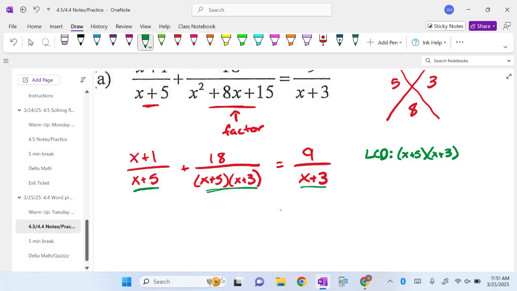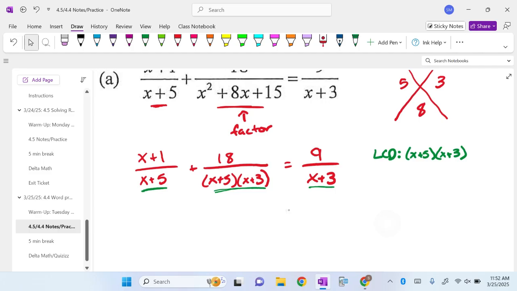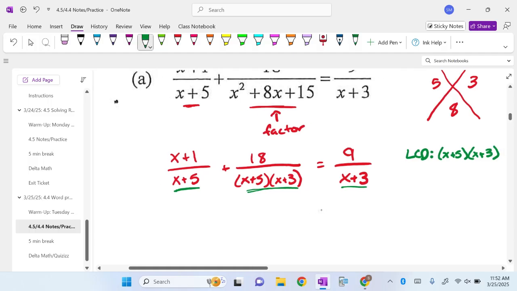Because if we multiply that to our entire numerator, all of these binomials will cross out. All right, that's the goal. We want those binomials on the bottom to cross out, like when we're simplifying. All right, so now I'm going to go ahead and multiply everything by my LCD.